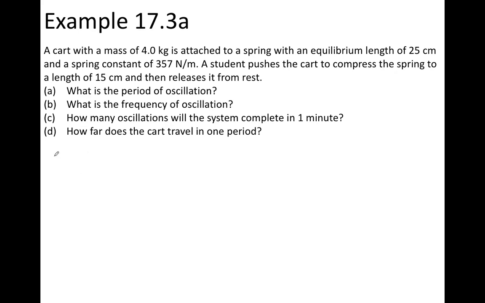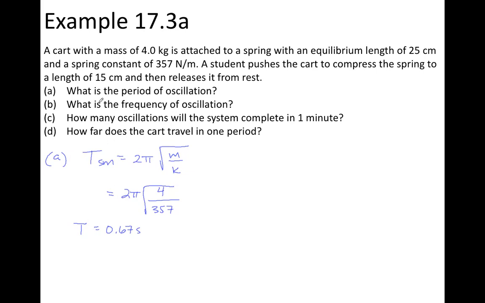Calculating this is a straightforward application of the formula. The period of a spring-mass system is given by 2π times the square root of the mass over the spring constant. We have the mass and the spring constant, so we're just going to plug and chug. The mass is given as 4. The value for k is given as 357. Take the square root of it, and that gives us the period, which works out to be 0.67 seconds.